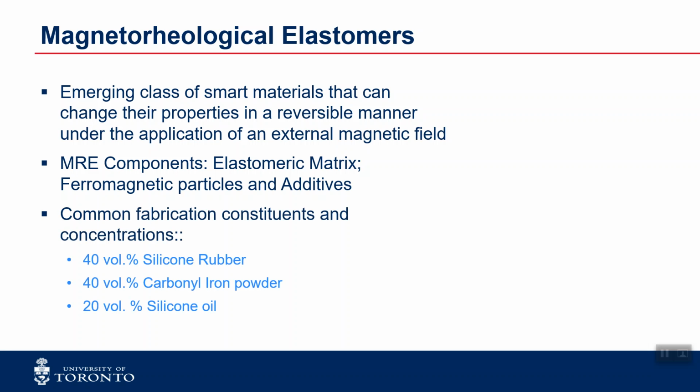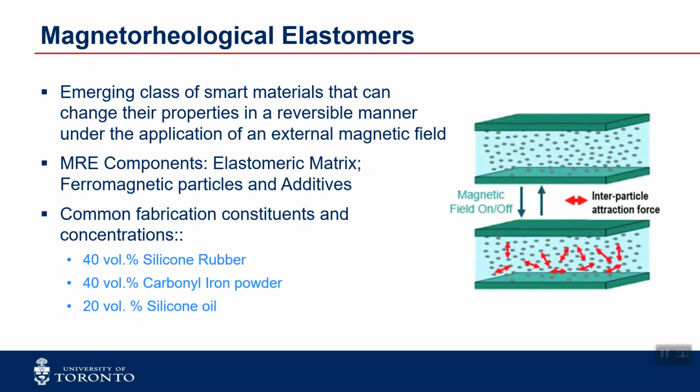The common fabrication constituents and concentrations, maybe in the last 5 years, can be listed as 40% volume fraction of silicon rubber, 40% carbon iron particles, and 20% volume fraction silicon oil. What happens is that MREs can change their stiffness in real time. How? By increasing or decreasing the magnetic field, we can change the interparticle attraction force, and consequently, the stiffness of the material can be controlled in real time in around milliseconds.